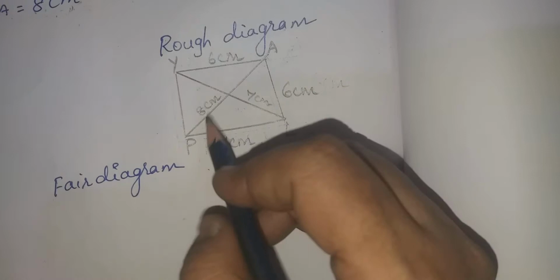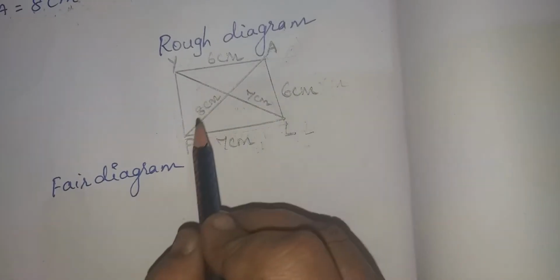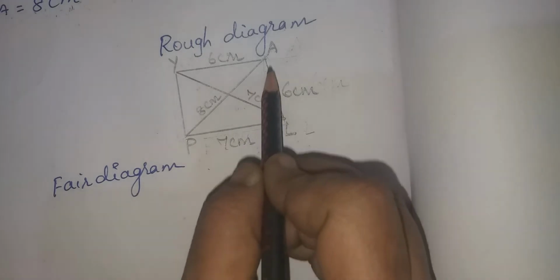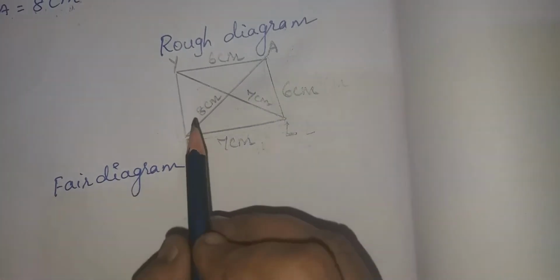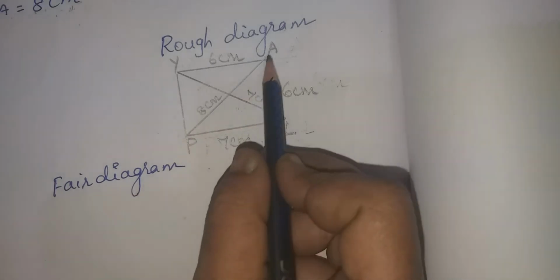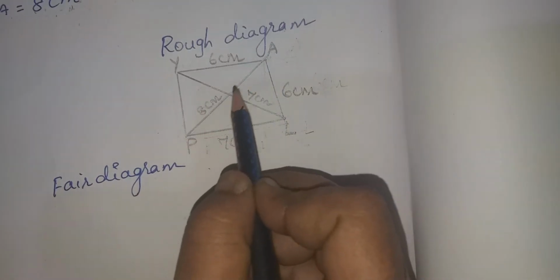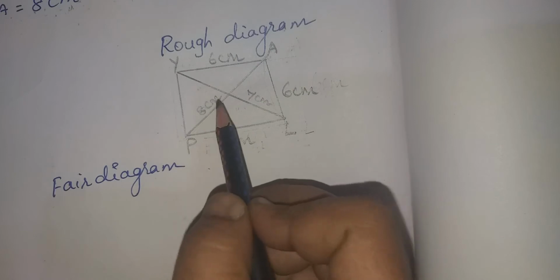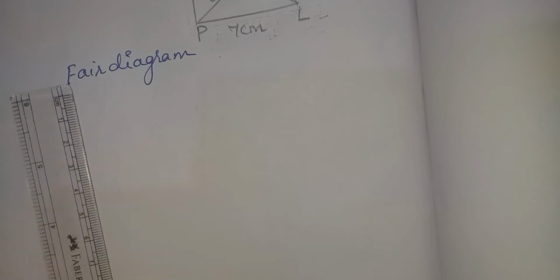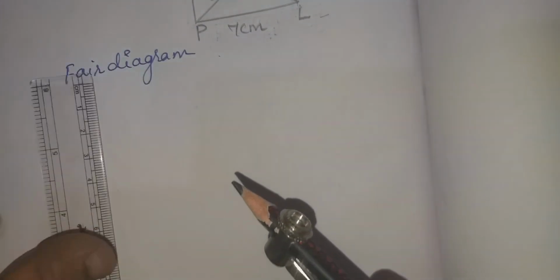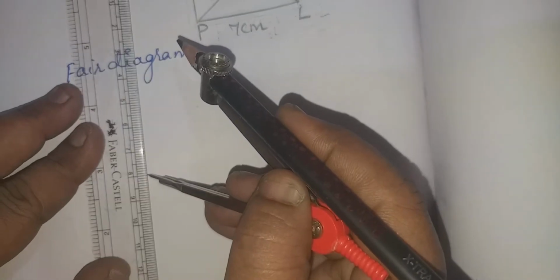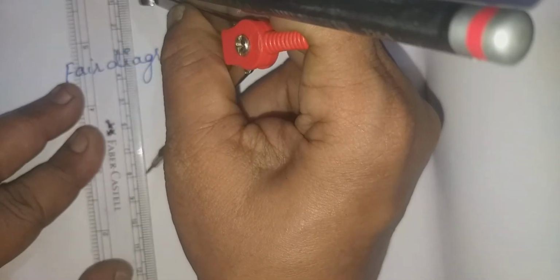Now the next one you can see here PA. First we have to draw this bottom triangle, then we'll draw the top triangle. So here you can see the measure of PA is 8 centimeter. So let us take the measure of 8 centimeter and using a compass we are going to draw an arc. Measure 8 centimeters using the ruler. Now it's 8 centimeters. Now with P as center and radius 8 centimeters, we have to draw an arc.